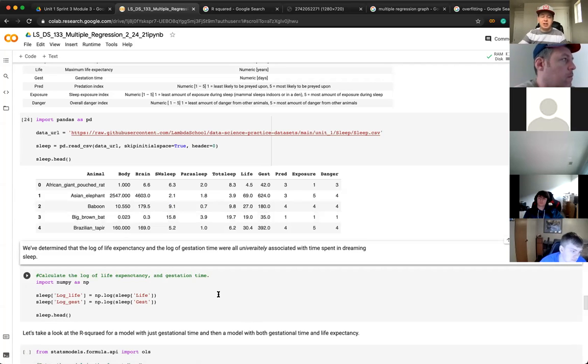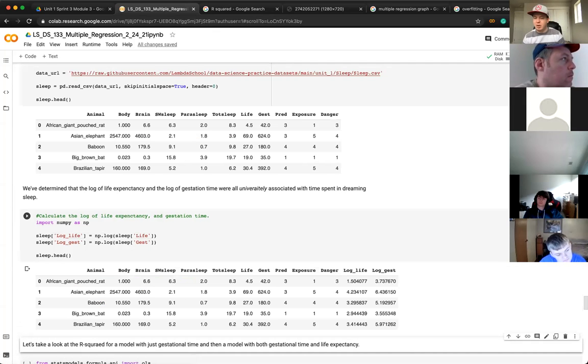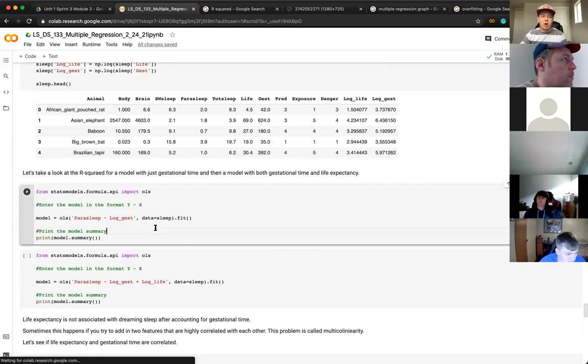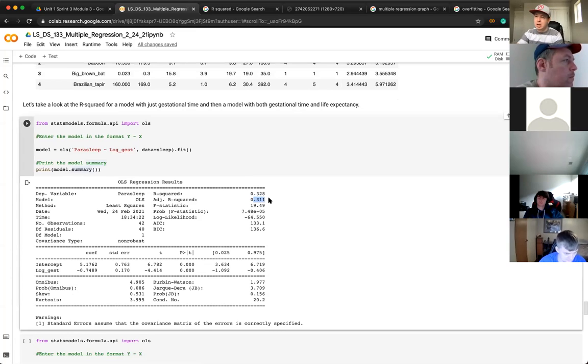And you'll remember that yesterday on your assignment, we had you do a little bit of feature engineering here. You made log life and log gestation variables. Well, we're going to see if those are significant today. So we're going to make them as well. They'll appear over here on the right-hand side of our data frame. All right. And we'll start off with our two variables on their own, our log of gestation. We see that our adjusted R squared is about 0.3. Not terrible for including one X variable. And it is significant for now.